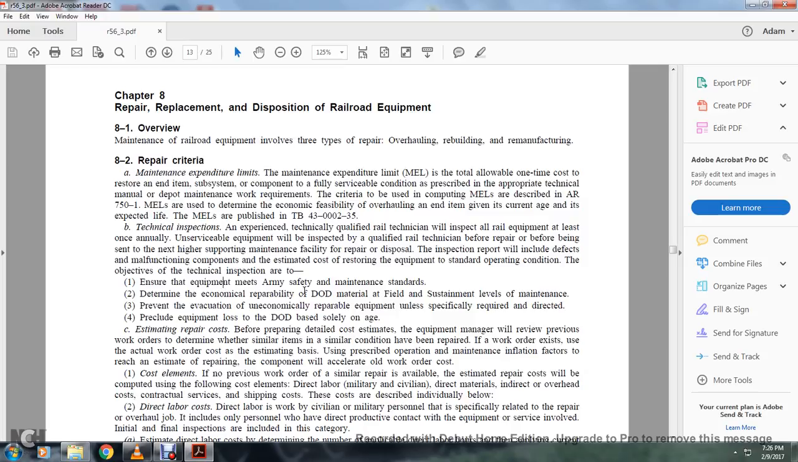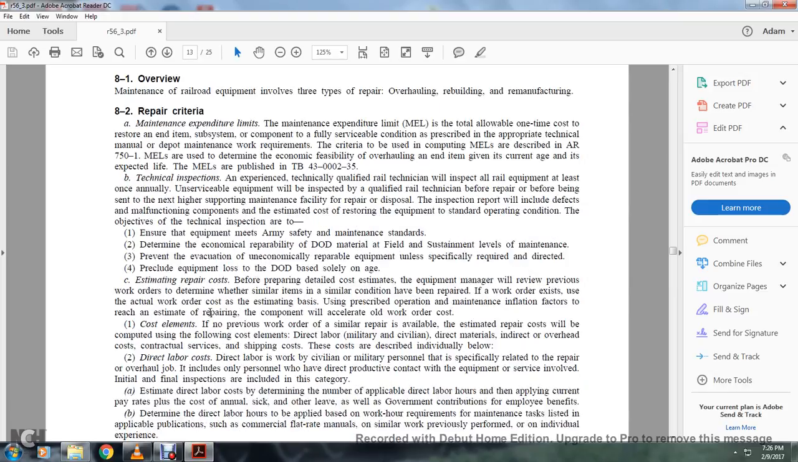determine the economic repairability of Department of Defense material, supplement sustained levels of maintenance, prevent evacuation of uneconomically repairable equipment unless specifically required and directed, and preclude equipment loss from the Department of Defense based solely on age.